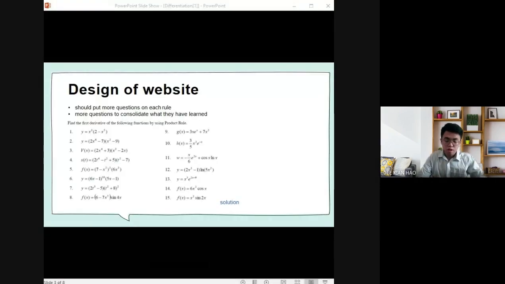My name is Ken Hao. I am from Group 10 in 16L. I will present the design of the website in this project. I think this website is very complete because it provides topic solutions and answers for scholars to learn, but scholars cannot find more questions in each topic. For example, the product rule only has a few questions, which is not enough for scholars to review. Therefore, the only improvement needed is that this website should put more questions on each rule, so that scholars can have more questions to consolidate what they have learned.